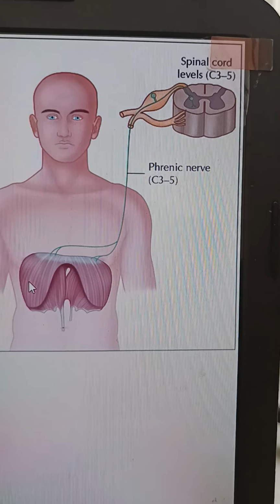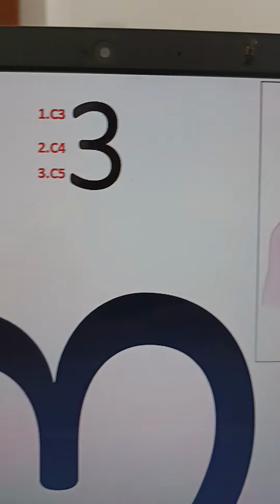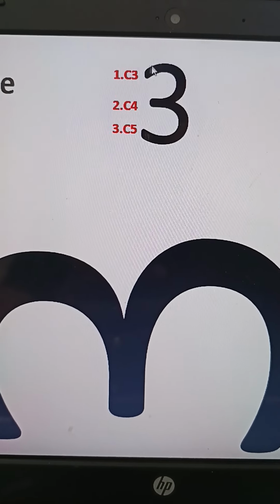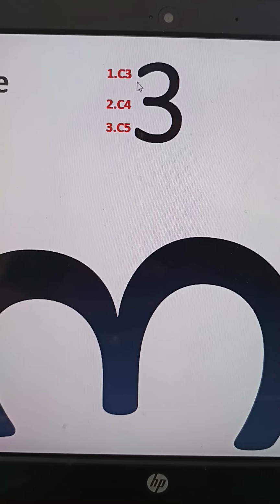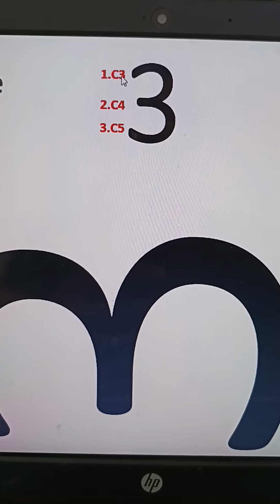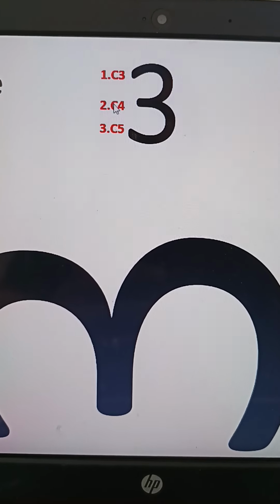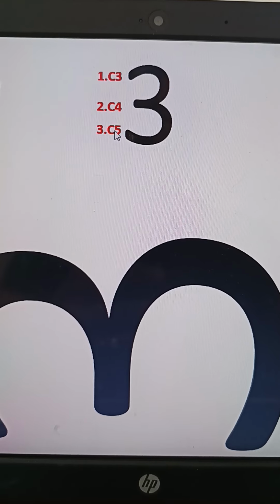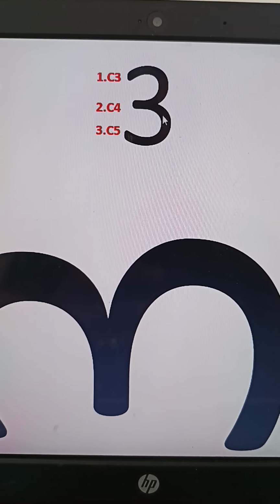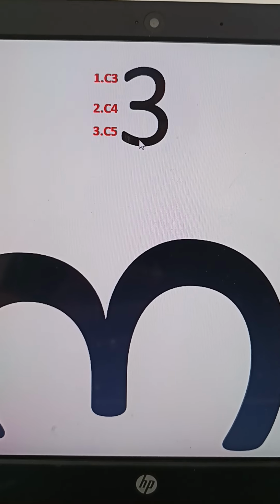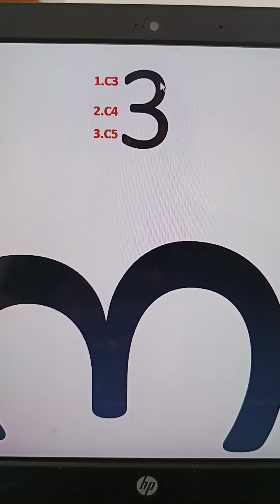Let us see how we can compare this with the numeric 3. Now here you can see the component of the spinal cord, the third cervical segment, C3. So it starts from C3 and goes down to 3: 1, 2, 3, that is C3, C4 and C5. So that is the second 3. So this is the first 3. These are the 3 components, or the 3 root values, that is the second 3.